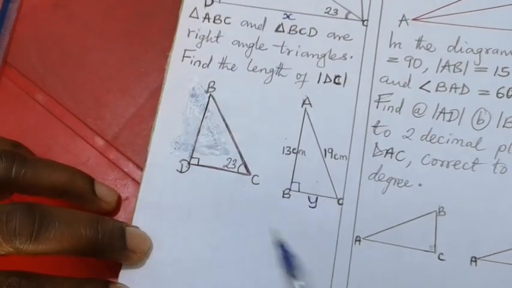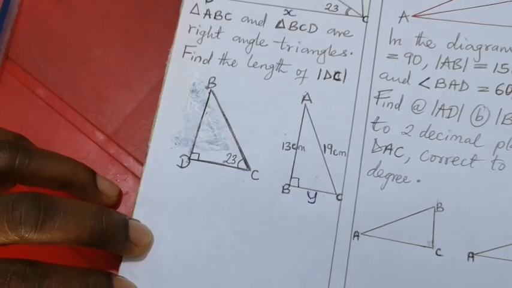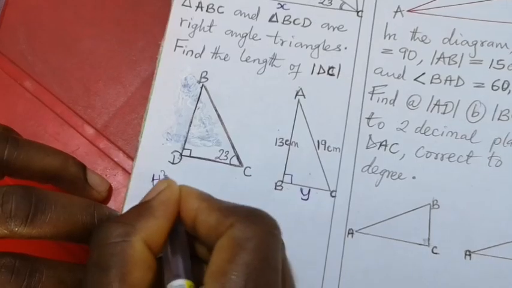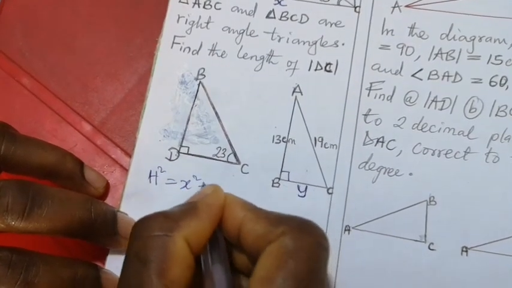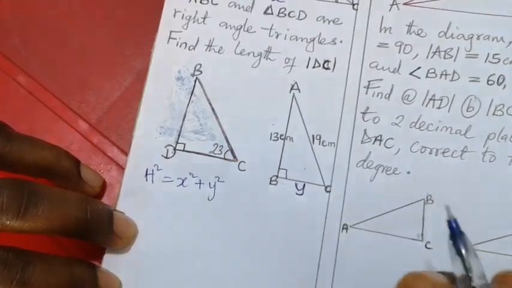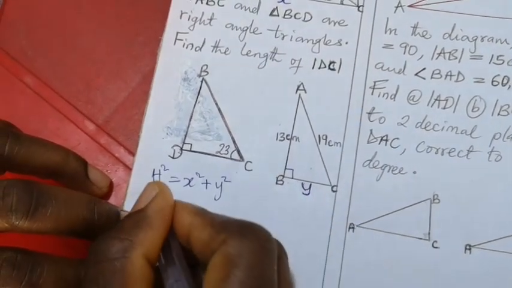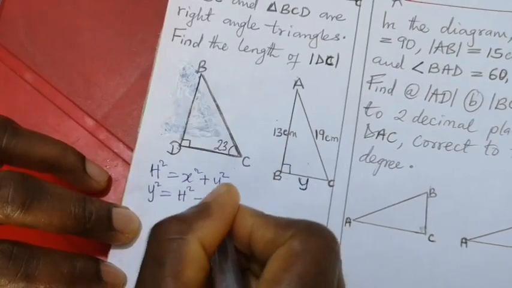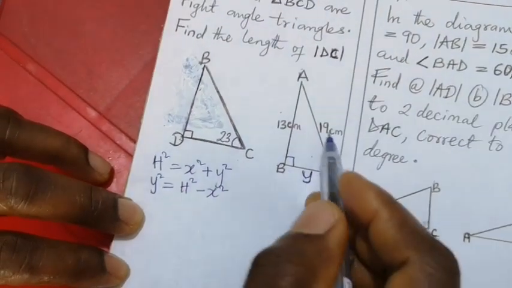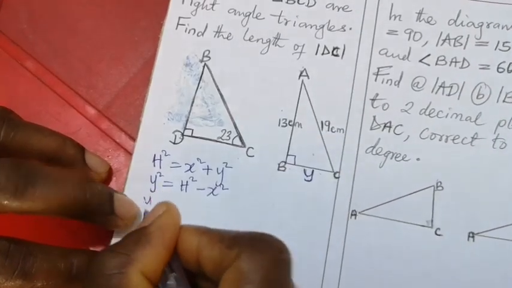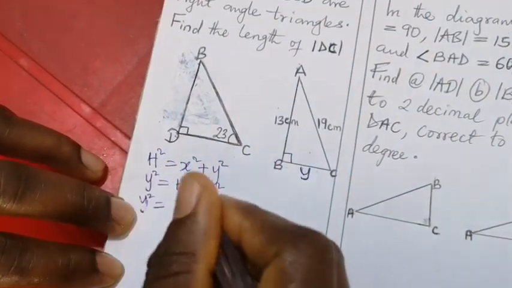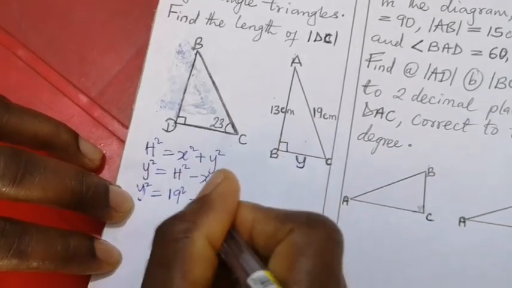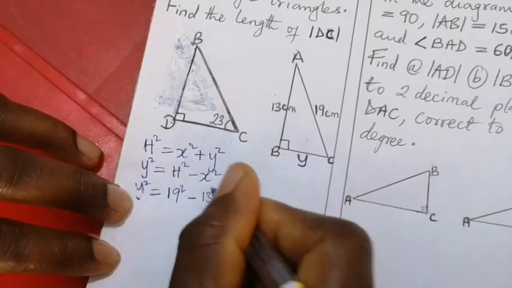So remember that the formula for finding any side using Pythagoras theorem is hypotenuse square is equal to x square plus y square. Now, since we are looking for y, it will now become y square is equal to hypotenuse square minus x square. Okay, so we just have to substitute these values here. So we now have that y square is equal to, instead of writing h, our h is now 19. So 19 square minus 13 square.